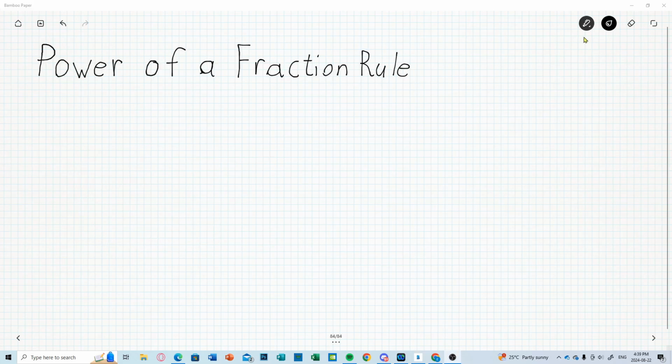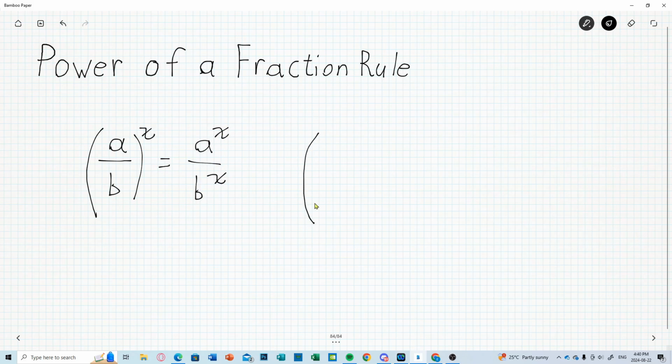Alright, now we have the power of a fraction rule, and this rule says that if you have a number a divided by another number b, and all of it's to the power of x, you can rewrite it as a to the x divided by b to the x. So let's say we'll have 4 divided by 7 all to the power of x. This is going to be the same as 4 to the x divided by 7 to the x.